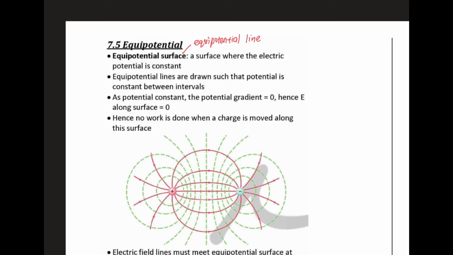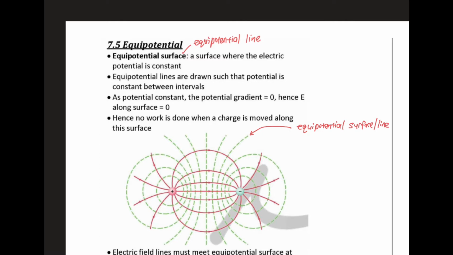From the name, we know that they have the same potential, okay, electric potential. So what they said here, a surface where the electric potential is constant. To understand equipotential surface, let's look at this picture. The equipotential surface is the green color dotted line. So this is equipotential surface, or you can call it equipotential line also.